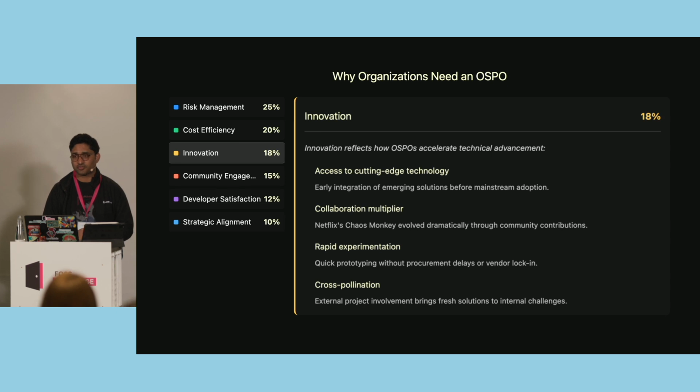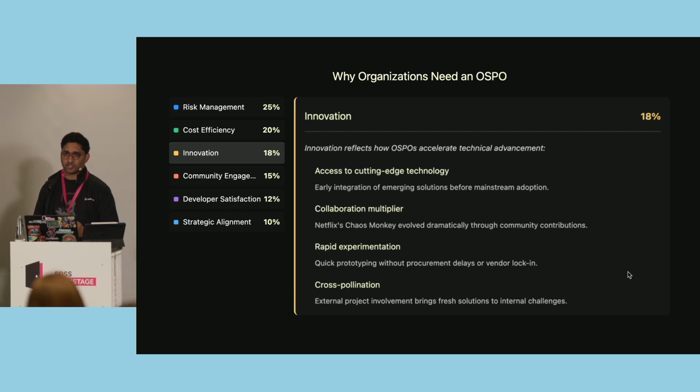This is a good example: when Netflix open sourced their Chaos Monkey tool, a lot of external contributors helped it evolve, such that even Netflix didn't believe what could be built. The third one is rapid experimentation. As we say, open source is free and open, so users do not need to wait for approvals or budget. They can simply clone the project and experiment on open source projects for solutions.